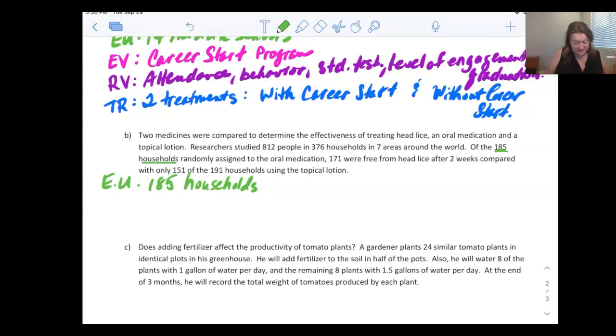So we're trying to see if medicine will affect the number of lice present after a certain time frame, I guess. So our EV, our explanatory variable, is the 2 medicines, right? Will the 2 medicines work? Will either of the 2 medicines work? So the 2 medicines are the oral or topical.